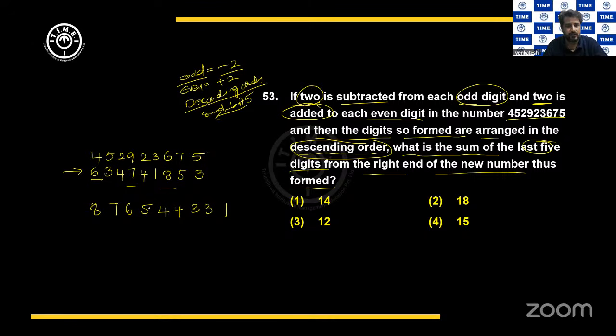Right. Now the last 5 digits summation from the right end: 44331. 4 plus 4, 8. 3 plus 3, 6. 8 plus 6, 14, plus 1, 15. Choice 4. Okay, let's move to the next question.